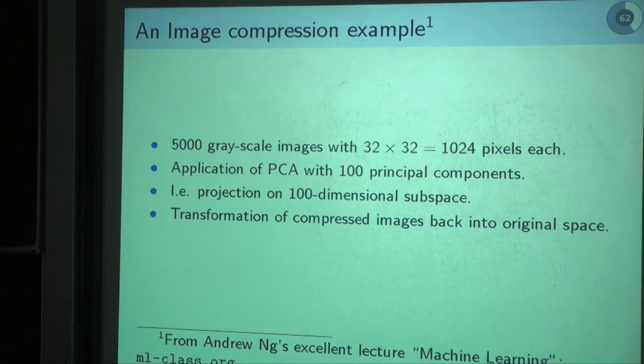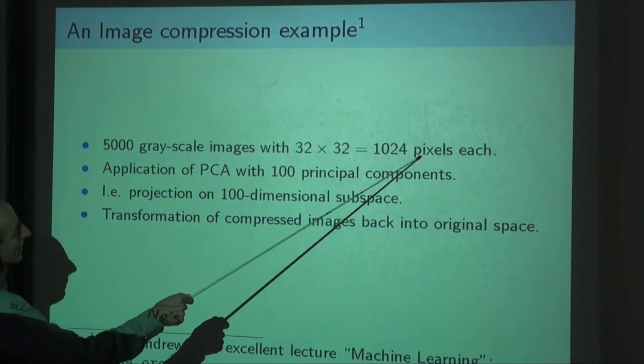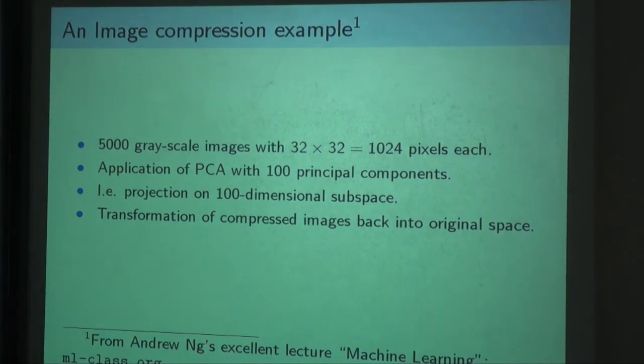5,000 such images. You see the fault again. It's not bits, it's pixels. Every image has 1,024 pixels, and 5,000 such images.